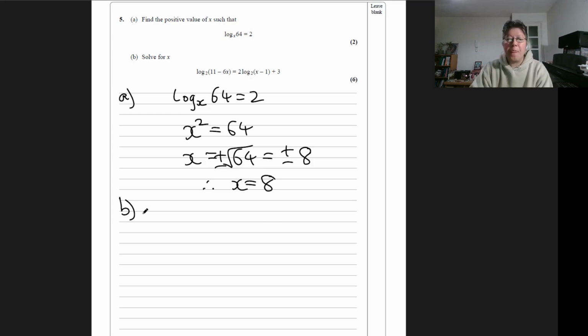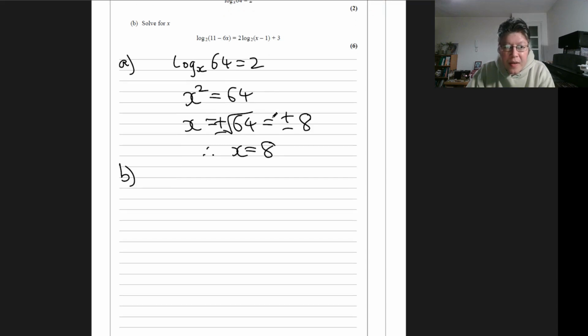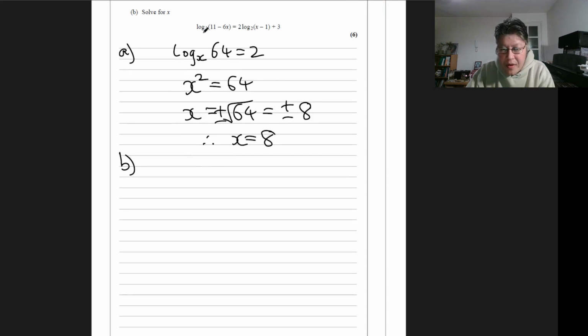Okay, part B. Part B is different. It doesn't use any of part A. We're given another log equation: log base 2 of (11 minus 6x) equals 2 times log base 2 of (x minus 1) plus 3, and we need to solve this for x. If we look at the equation, we can see there are 3 terms. 2 of them have got logs and the other one doesn't. The method when we have that is to get all the logs to one side and everything else to the other side.